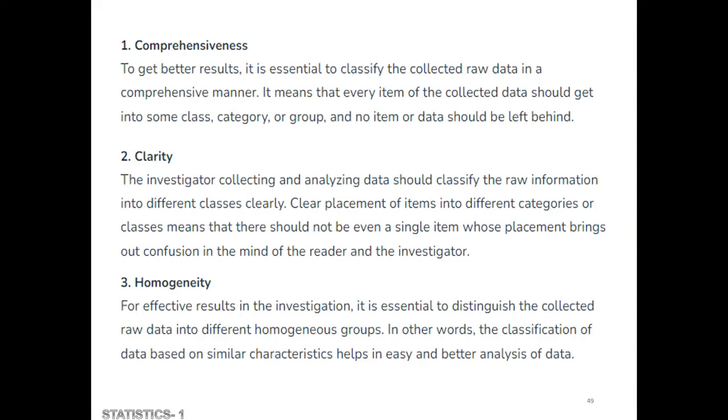That means when you are grouping data into similar groups, classes or categories, then the data becomes good data. So for any data you are collecting, clarity has to be there. Clarity means it should give a clear picture of the data you have collected. The investigator collecting and analyzing data should classify the raw information into different classes clearly. The clear placement of items into different categories or classes basically means that there should not be a single item whose placement brings confusion in the mind of the reader or the investigator. By seeing the data, any layman should be able to understand it. That is what we call clarity.